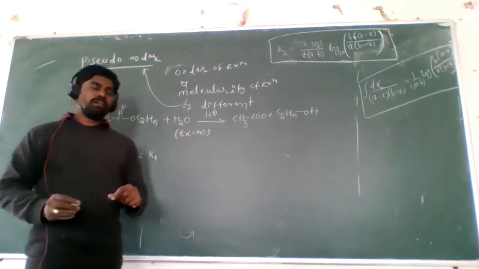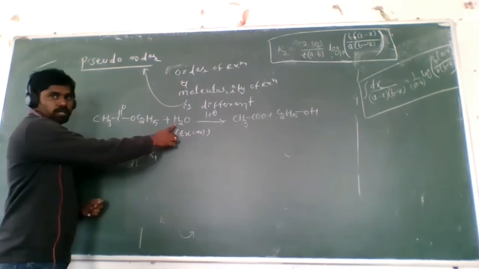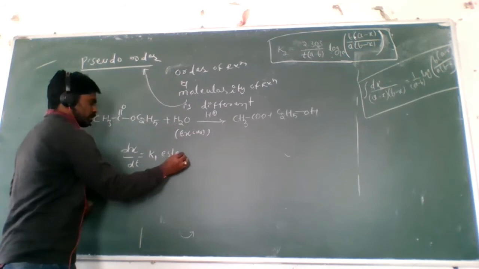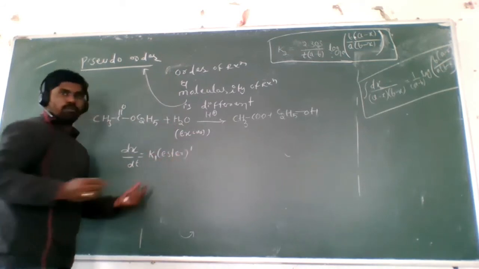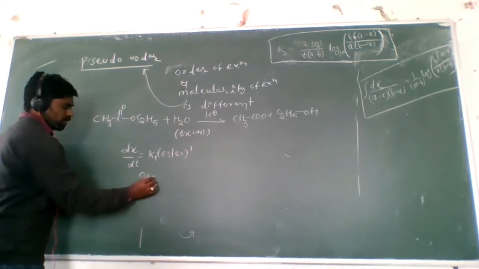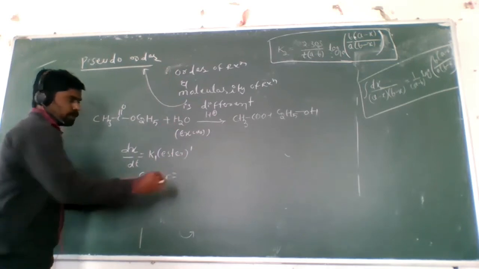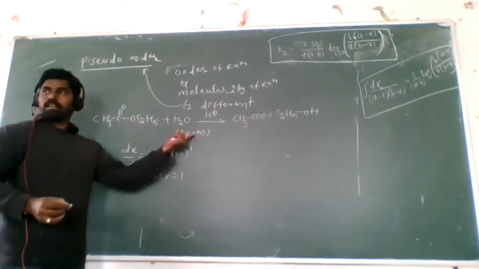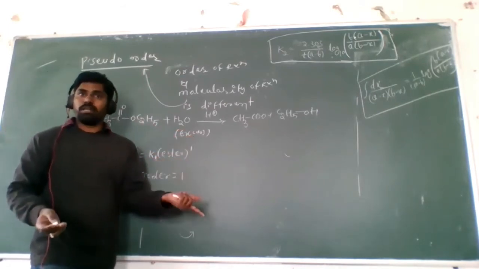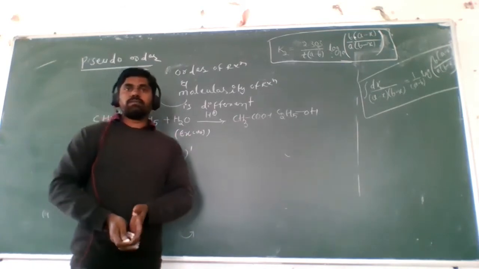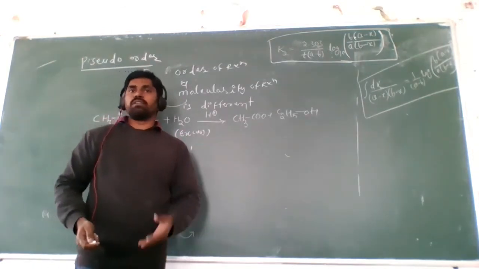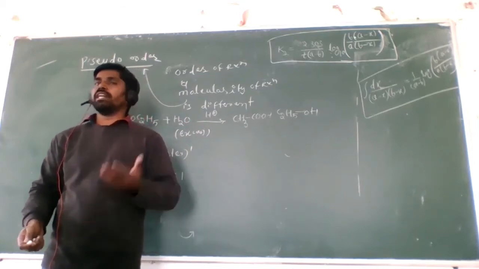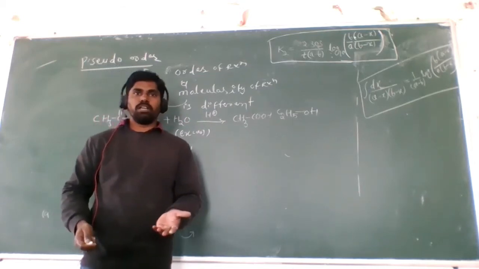Do you understand? Right, now here we do not take the water molecule, only the ester, with power 1. So what is the order of reaction? It is the first power of the concentration term, so order is 1. But molecularity is 2. Molecularity means in the reaction, in the slow step, how many ions or molecules are participating in the rate determining step. That is the molecularity of reaction.